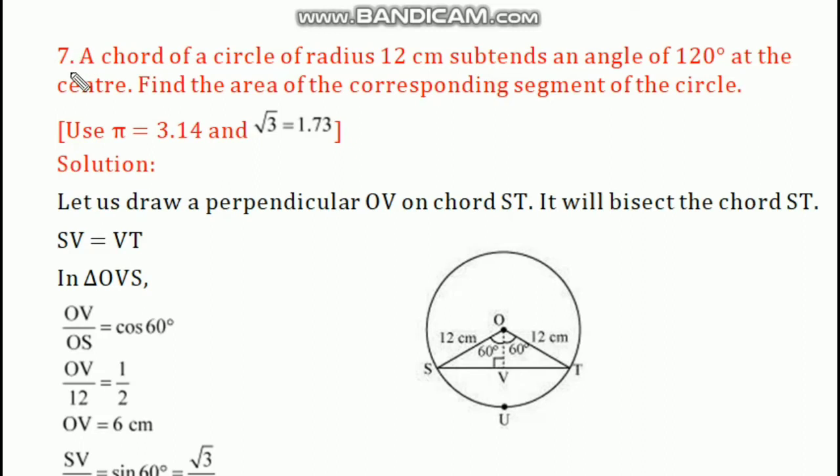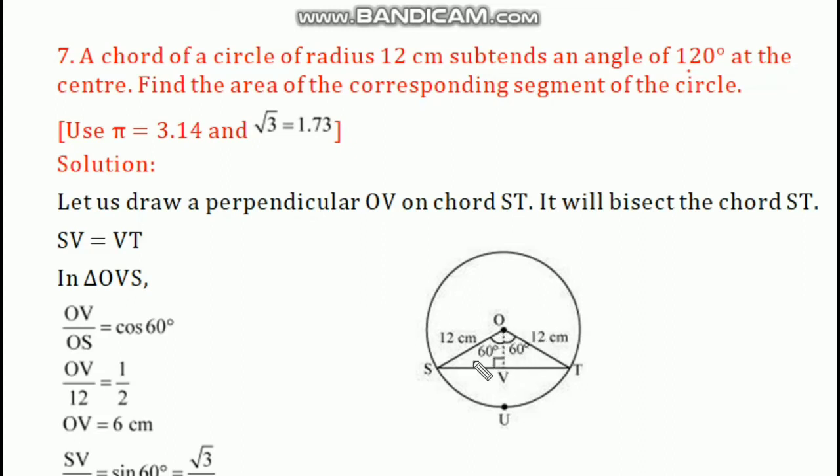Students, let's discuss exercise 12.2 seventh sum. A chord of a circle of radius 12 centimeter subtends an angle of 120 degree at the center. Find the area of the corresponding segments of the circle. Use pi 3.14 and square root of 3 is 1.73.